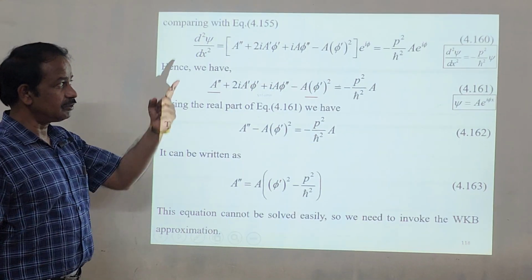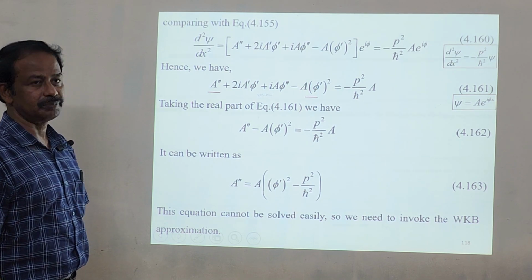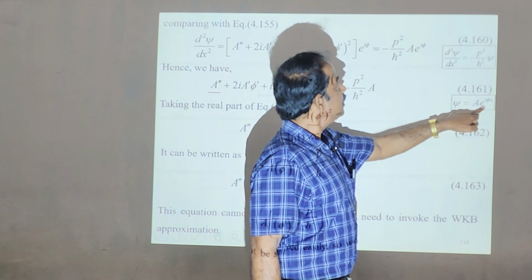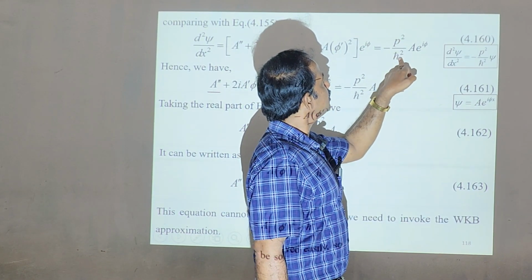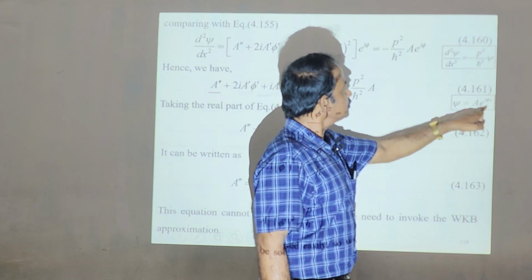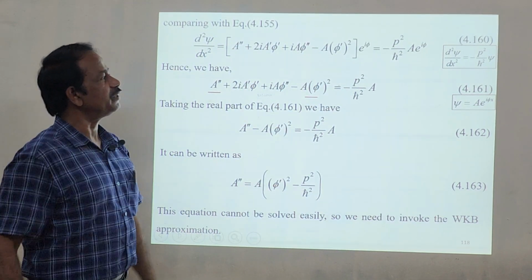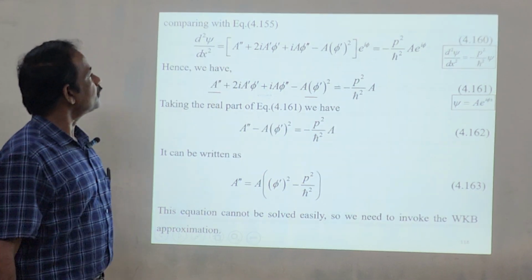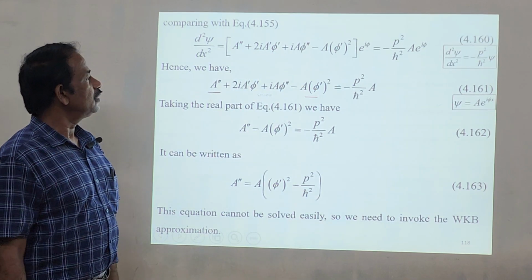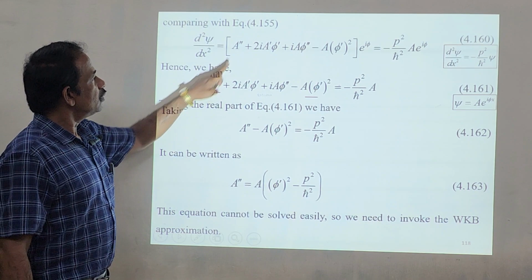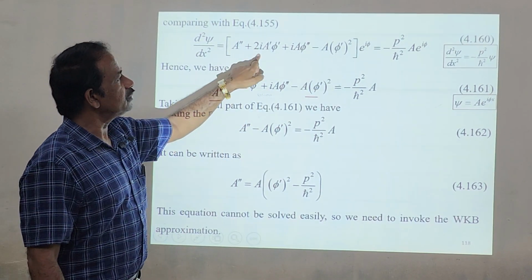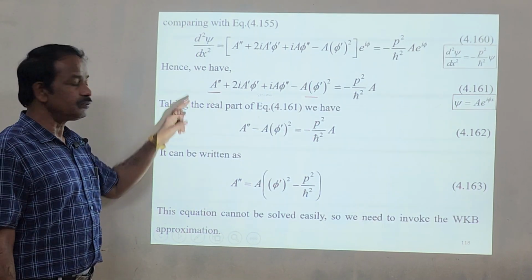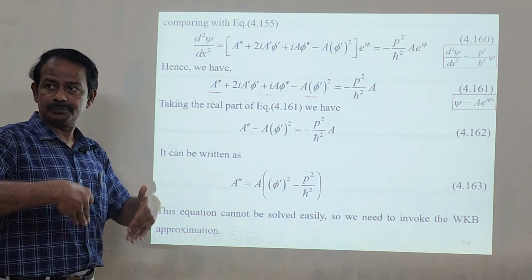You compare this equation with 4.155. There we have obtained d squared psi by dx squared equals minus p squared by h bar squared psi. You just compare. And of course psi we know, psi equals A e power I phi x. So substitute here: minus p squared by h bar squared, and instead of psi you substitute A e power I phi x. And of course, it's correct. So now compare these two. Comparing these two, this term is equivalent to minus p squared by h bar squared A.